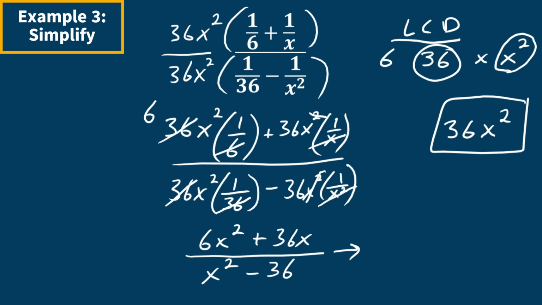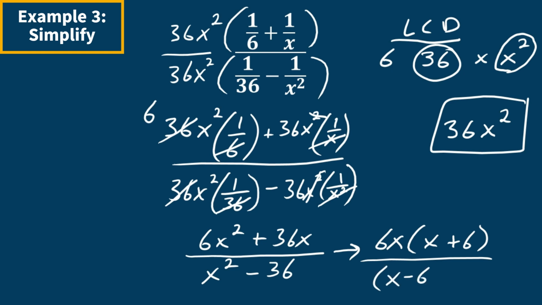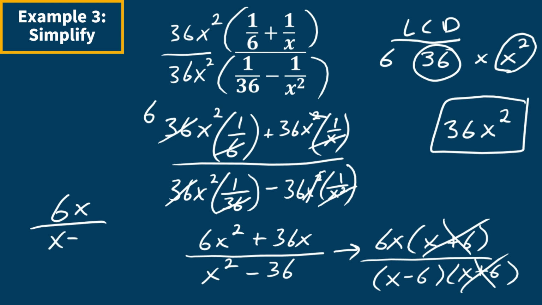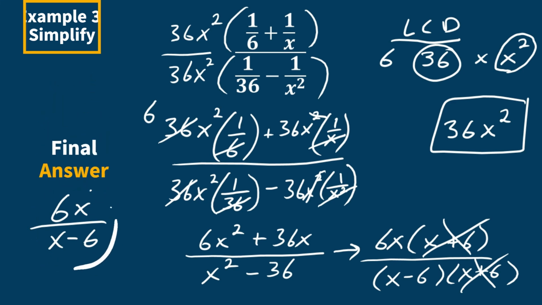All right, so now what we can do is simplify some more. In the numerator, I can factor out a 6x, and what we'll have left over is x plus 6. And the denominator, we can factor that as well, which will be x minus 6 and x plus 6. Now we can cancel the two x plus 6 terms like that, and we're going to write down what's left over on the left hand side here. We have 6x over x minus 6. We can't simplify any further, therefore this is going to be our final answer.